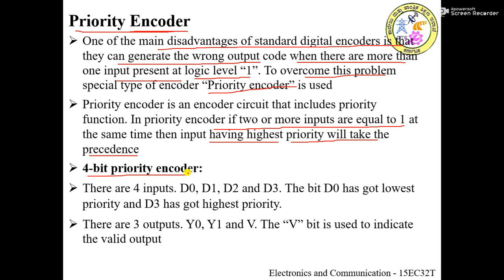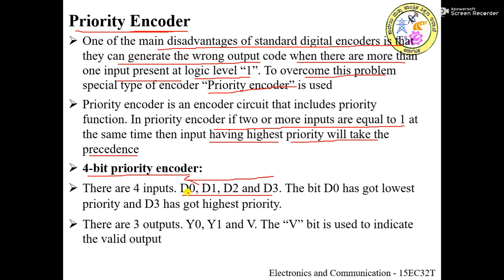A 4-bit priority encoder has 4 inputs D0, D1, D2 and D3. Among these 4 inputs, D0 is considered as the LSB and D3 is considered as the MSB. This priority encoder is going to assign the highest priority to D3 and the lowest priority to D0. The priority level decreases in this fashion. The highest priority is given to D3, followed by D2, followed by D1, and at the last the lowest priority is given to D0.